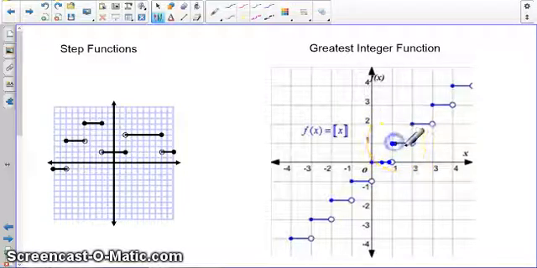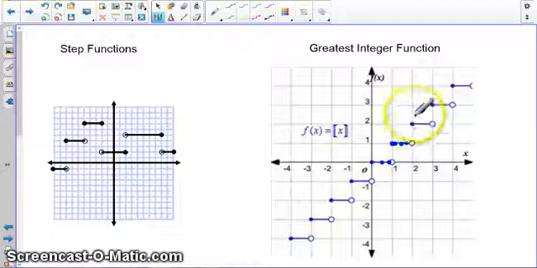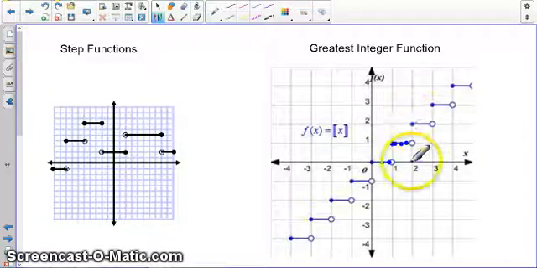1.1 rounds down to 1, so you still got a point, 1.5, 1.7, all those round down to 1, so the y value is still 1 that whole time until, well, bam, you hit 2. And then what's 2? What happens at 2? Well, 2, if you round 2 down, you should get, well, you still get 2. So when x equals 2, y equals 2.